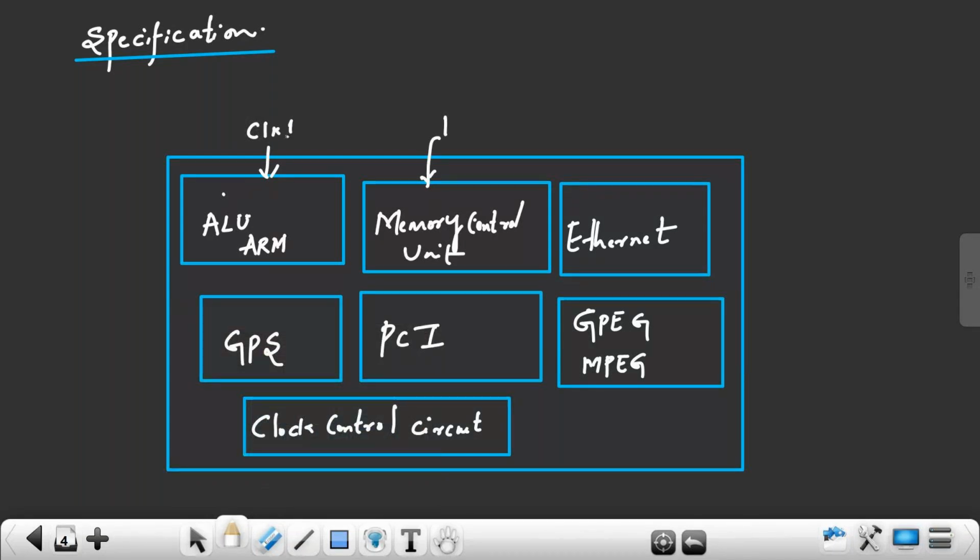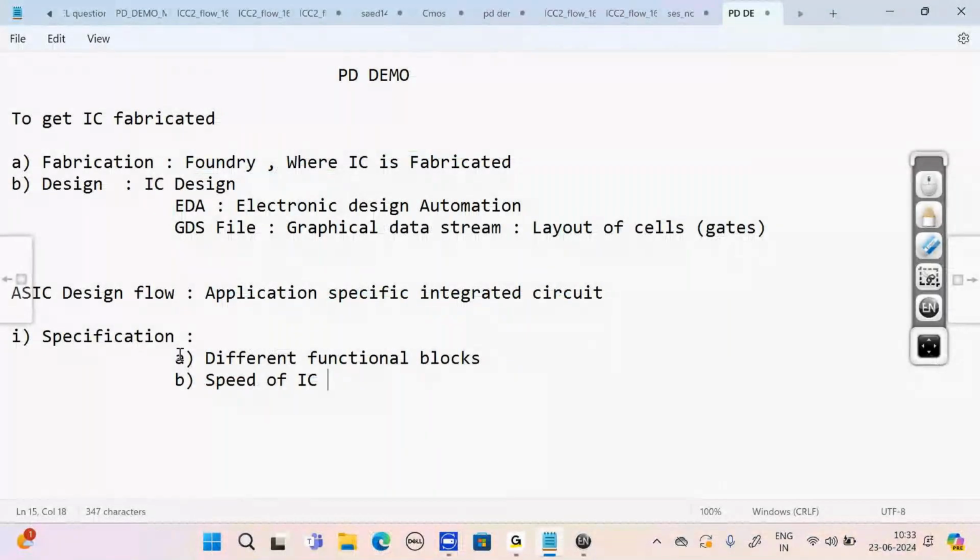This may work with what? Different clock 2. So different units may work with what? Different clock frequency. So the entire chip need not be working with only one frequency, one clock. Different blocks can use what? Different clocks. So then my specification team should work with the speed of the IC or clocks.